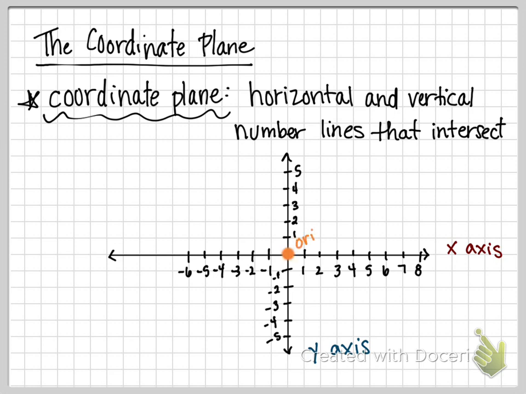And this middle point here, where they intersect, is called the origin. Okay, and we name the origin with ordered pairs, which we'll talk about on the next slide. But the origin basically is that point of intersection. So if you are talking about the coordinate plane and something goes through the origin or starts at the origin, the origin is (0, 0). It is that intersection of the two axes.